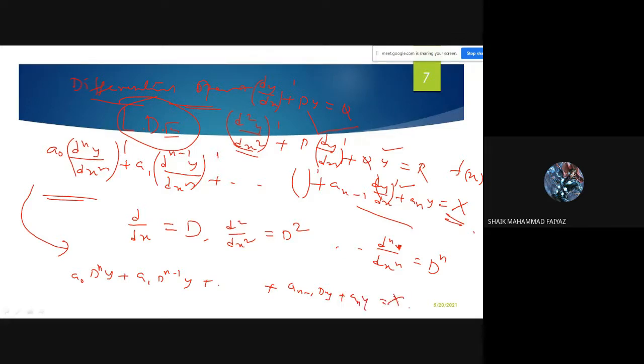Are you able to substitute this D operator in this general equation? This is our general nth order equation. Are you able to substitute with this differential operator? Yes, sir. Okay. So what we observe is that in each and every term, y is common. Have you observed? Y is common, right? Each and every term has y, so I can take y as a common factor.